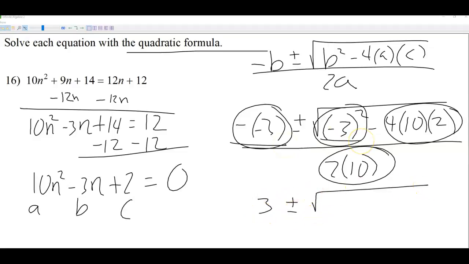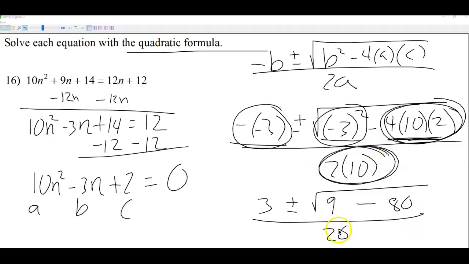The next one, negative 3 squared, is 9. The next one, 4 times 10 times 2 is 80. Now you got to be careful on this step because sometimes one of these numbers is negative and you might end up with a negative number here. And if you do, then it's going to combine with this minus here in the middle to make a positive. So you got to watch out for that. On the bottom, we have 2 times 10, which is 20.